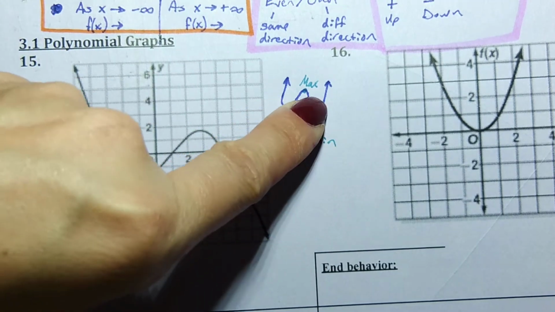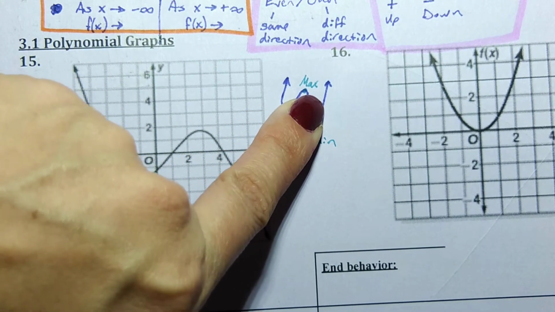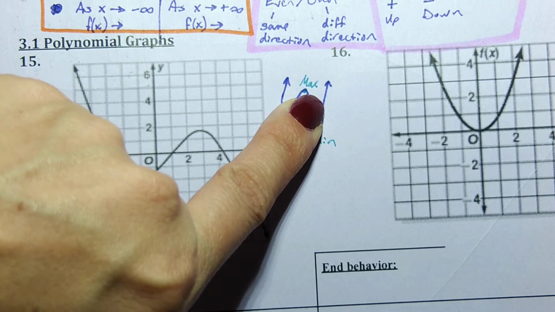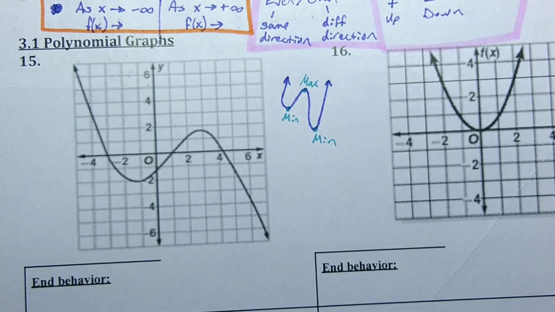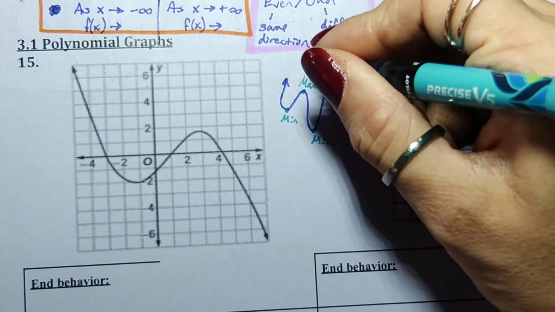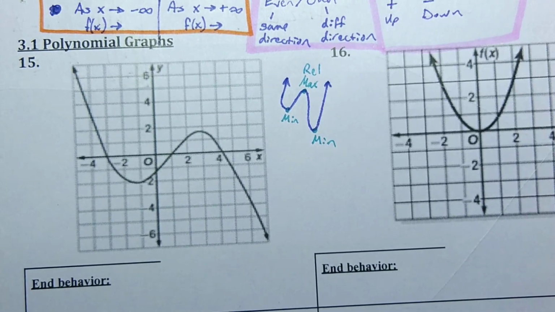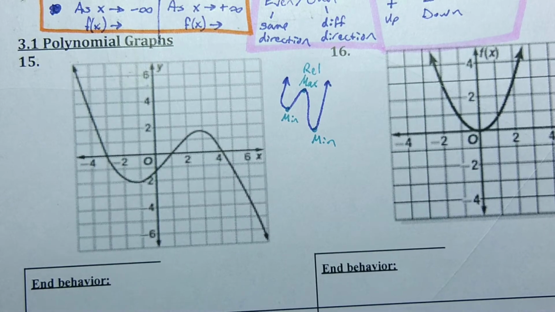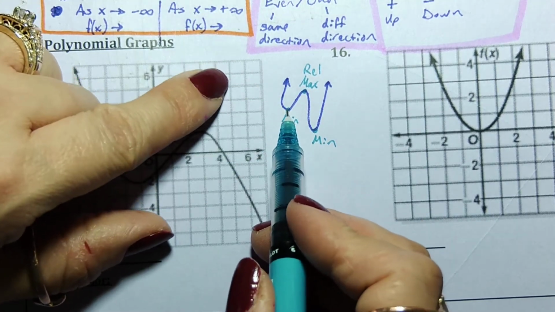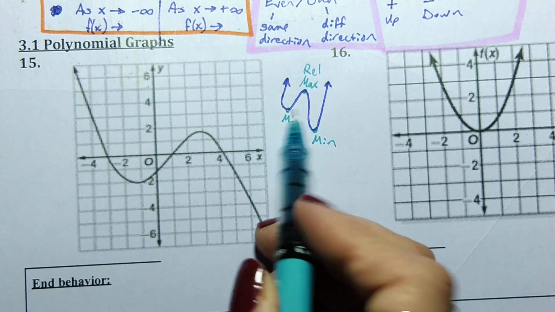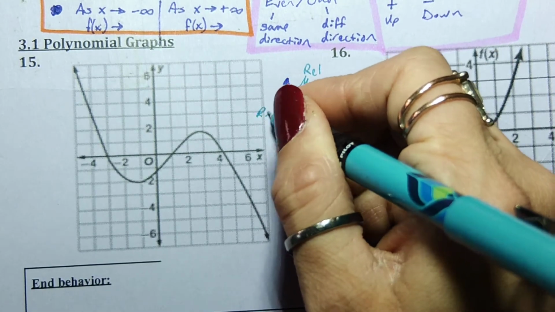Is this maximum the absolute highest point that we can have? Nope, because the left arrow and the right arrow continue to go up. So it is still a high point, but it's just relatively a high point compared to the graph as a whole. Now, for this minimum, is it a low point? Sure. Is it absolutely the lowest point our graph gets to? No. So this would be a relative min.